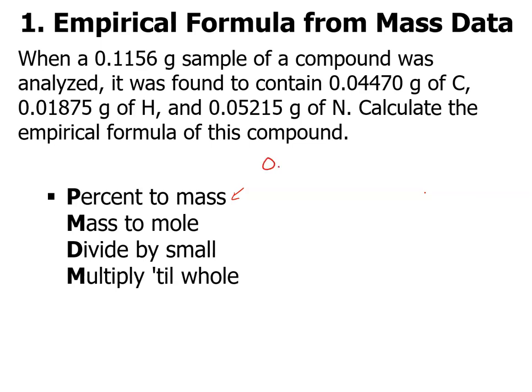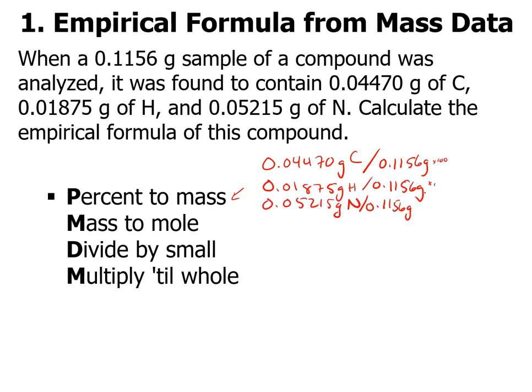So in order to do that, again, we'll go to the number of grams of carbon and divide that by the total number of grams in the sample. We'll do that with nitrogen as well and hydrogen. So this is the hydrogen, divided by the total, and then finally the number of grams of nitrogen. Multiply those ratios by 100 to get a percentage and do those calculations. So then we get 38.67% carbon, about 16% hydrogen, and approximately 45% nitrogen.